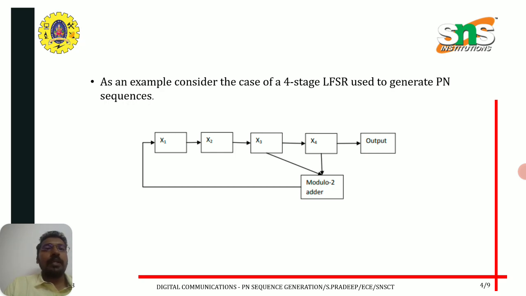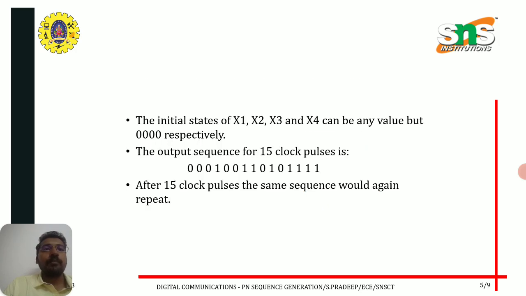Here the input is given to X1. The outputs of the X3 and X4 shift registers are given to a modulo 2 adder, and the modulo 2 adder output is given as feedback to the shift register X1. The output of the PN sequence is taken from the shift register X4. The initial state of X1, X2, X3 and X4 can be any value except 0, 0, 0, 0.